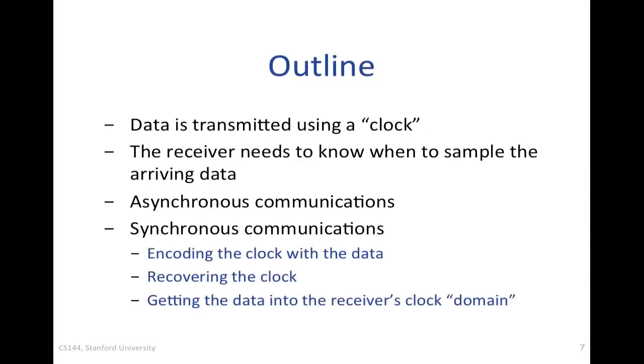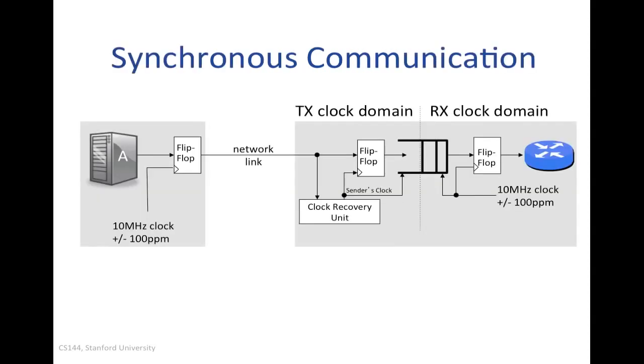Okay, so we've seen how data is transmitted using a clock, and we've seen that the receiver needs to know when to sample the arriving data, and we've also seen an example of asynchronous communications. Now we're going to go on to the real meat, which is the synchronous communications, which is what we use in practice. Let me start with a block diagram of how the system might look. Don't be intimidated. I'm going to go through each of these pieces in turn, and we're going to understand what each of them is doing.